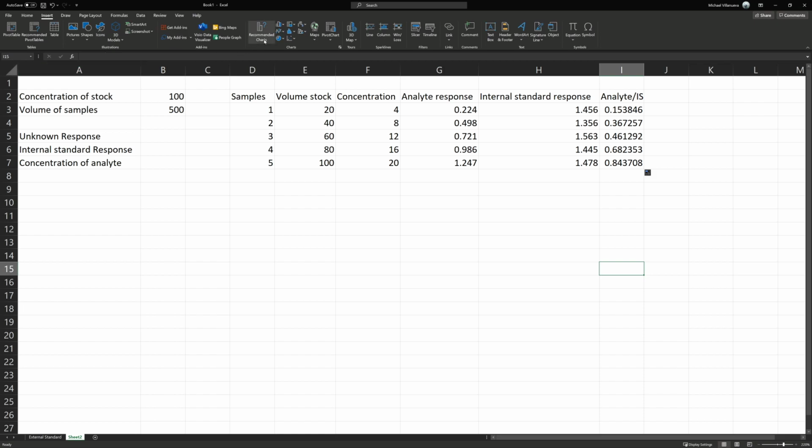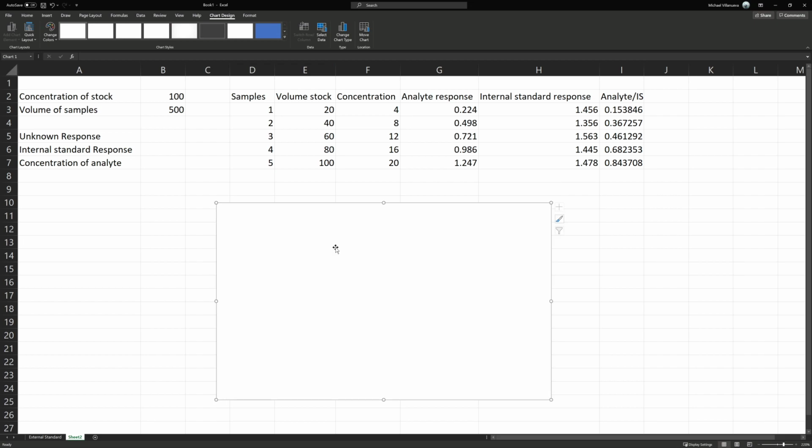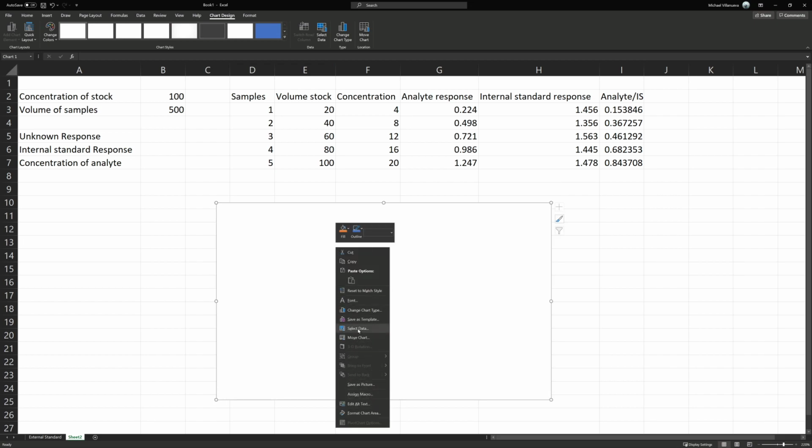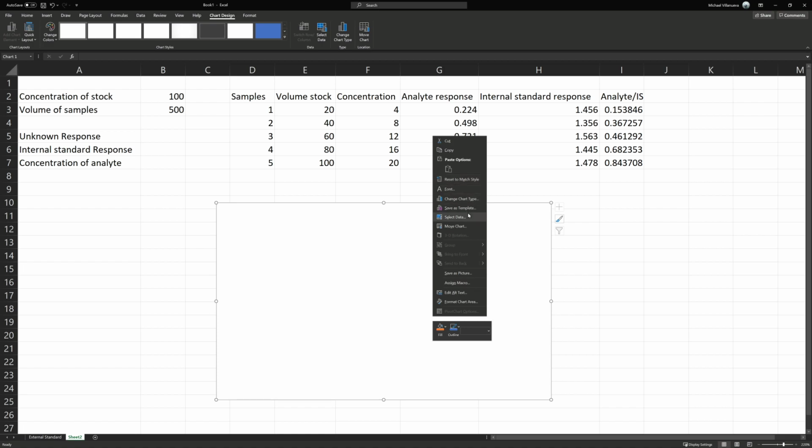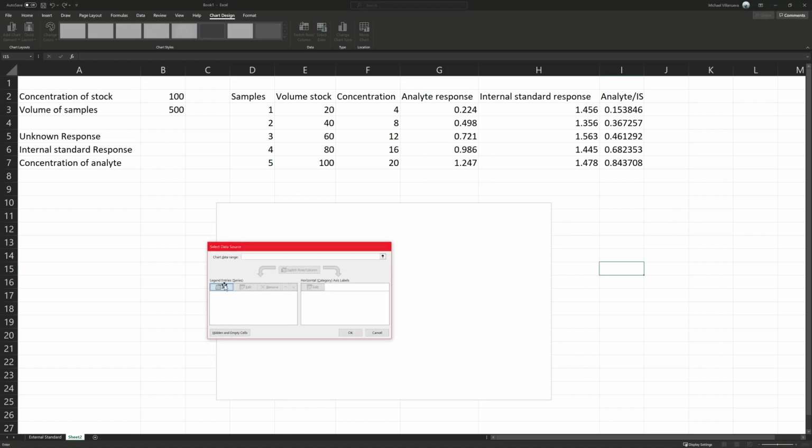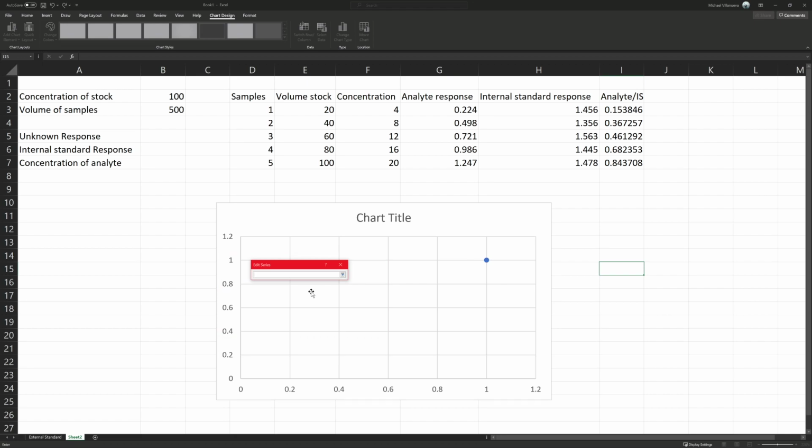So now let's go to insert, go to scatter plot. Drop that scatter plot in. We're going to right click it and we are going to hit select data, hit add. We're going to select our X values. Our X values are our concentration. So our concentration is, or not our concentration, our analyte divided by our IS. So here is going to be our X values. Enter. Our Y values are going to be our analyte response.